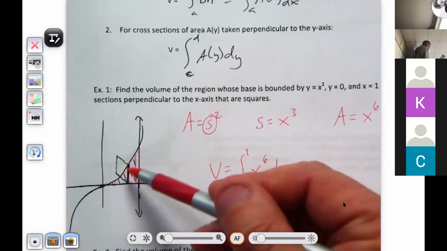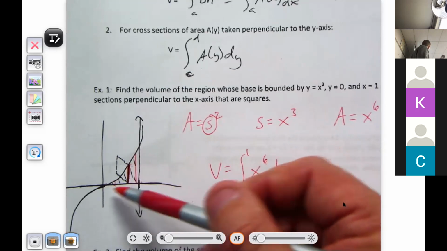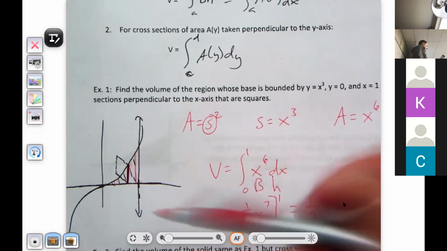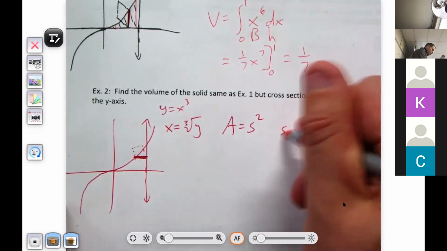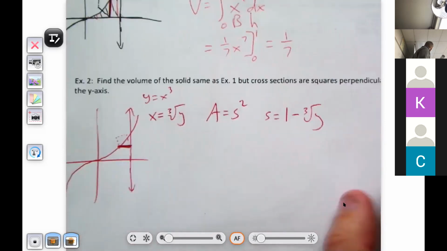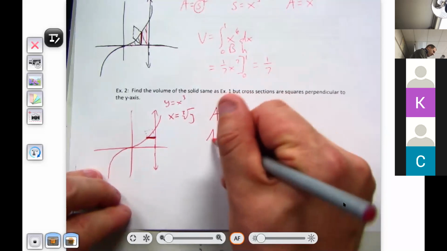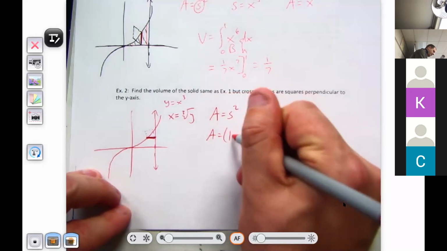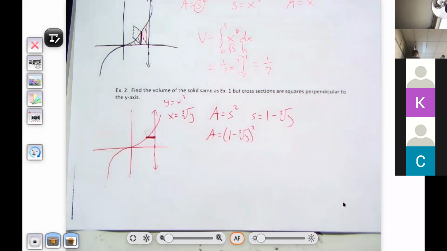We did that here anyway. We did that on the previous problem. It just so happened the bottom function was 0 because it was the x-axis. So we did it on the last one. So the side is going to be 1 minus the cube root of y, which means then the area is that side, 1 minus the cube root of y, squared. And that's the thing that goes inside the integral.